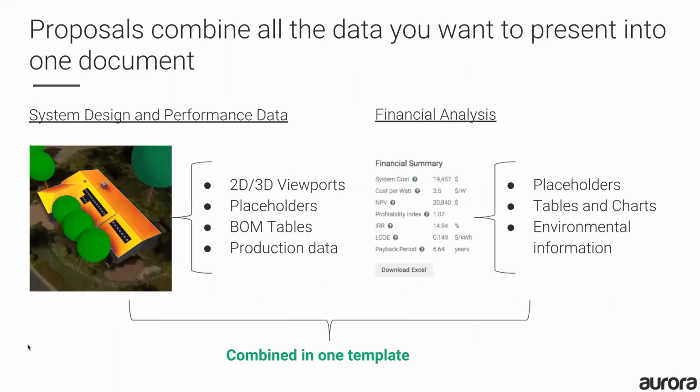Again, our proposals combine all of the data you would like to present in one document. On the system design and performance side, this includes 2D and 3D viewports, placeholders, different tables such as bill of materials tables, and the production data. On the financial analysis side, we'll go through placeholders. You could add different tables and charts, environmental conditions for those curious homeowners, and it'll bring it all together in one final template.